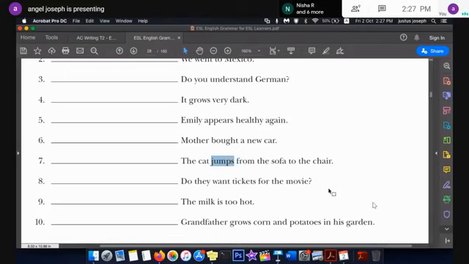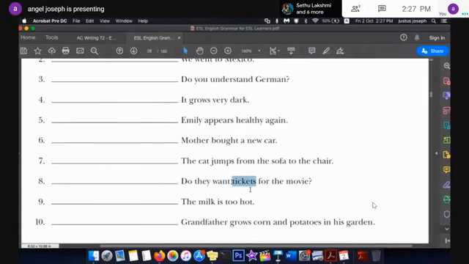So this want here is for this. So tickets here is the direct object. So you can just simply look at this part of the sentence and understand that want is used as a transitive verb. Okay.